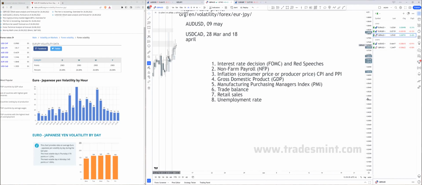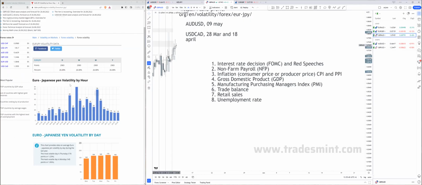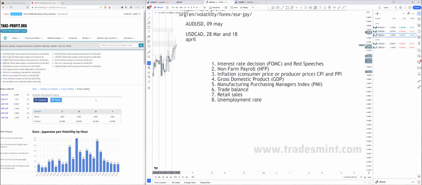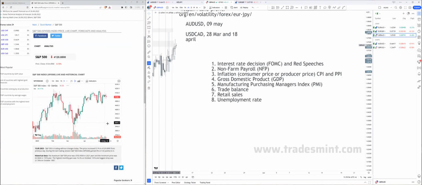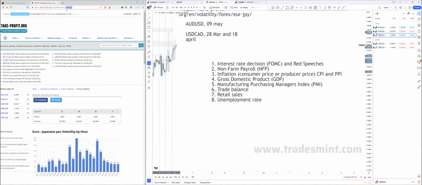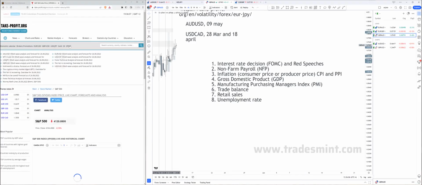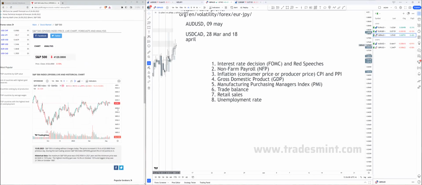Is that TakeProfit site just for Forex? I'm not sure actually, but I think there's similar things for indices as well. So if you search something like indices volatility, so S&P 500 average volatility, you'll find something for sure. Let's see if it has it. S&P 500. Let me see. No, but I'm sure there's something similar.